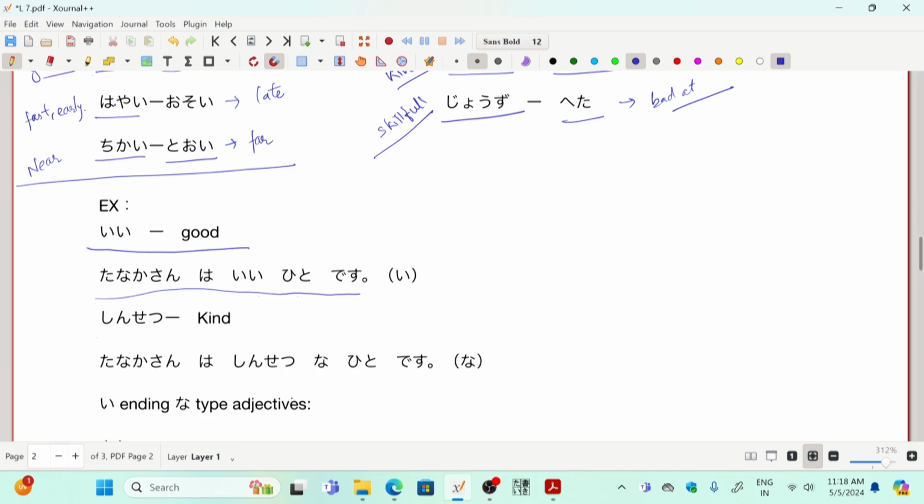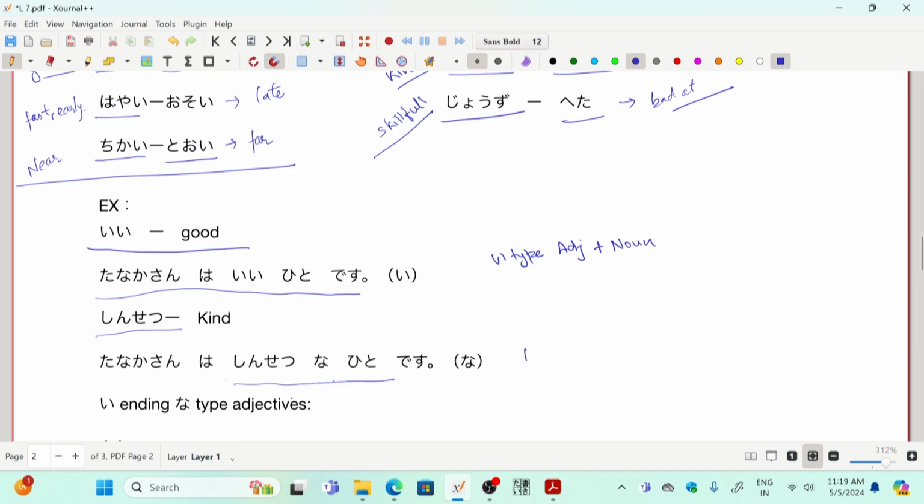Next is Na type adjective shinsetsu. If I want to say Mr. Tanaka is kind, I'll say Tanaka-san wa shinsetsu na hito desu. So that is the difference. When it is an I type adjective, we just write the I type adjective and add it with the noun.